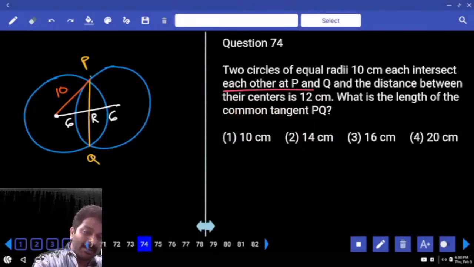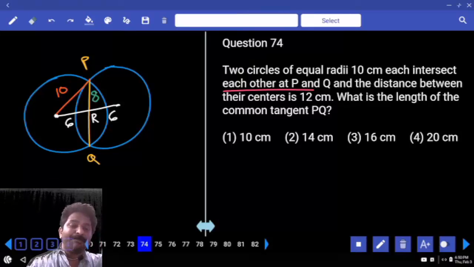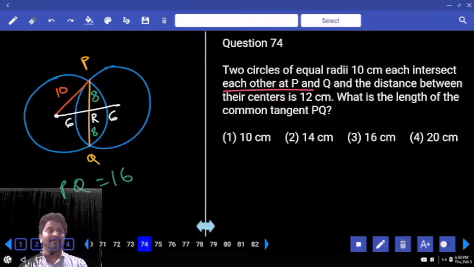PR center O. What is this triangle? Right angle triangle only, with hypotenuse 10. Base 6. Then PR must be equal to 8, right? If PR is equal to 8, RQ also must be 8, correct? Then PQ is equal to 16. Done.